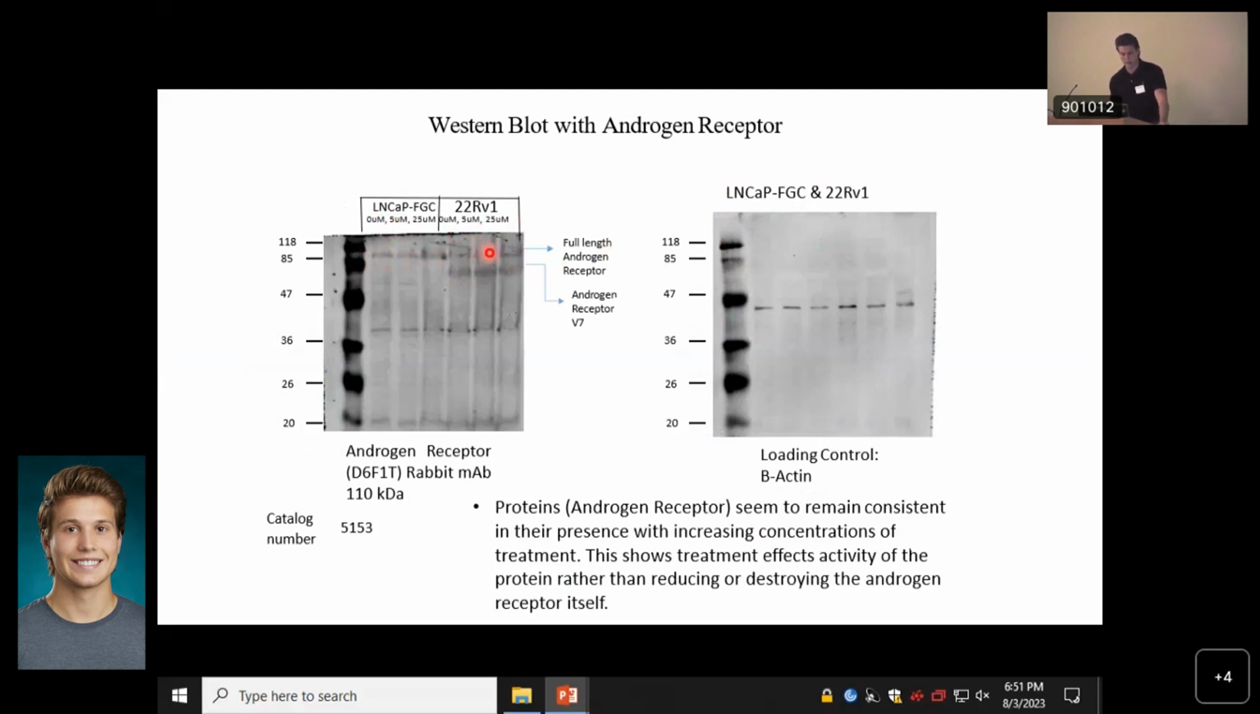Across the top, at about 110 kilodaltons, you can see the full length, and with increasing concentrations, the proteins seem to remain consistent. This is significant because it tells us that the actual protein, the androgen receptor, isn't being destroyed, and the actual activity of it is what's causing the gene expression to decrease. It's not the protein being destroyed, which would cause the gene expression to decrease.